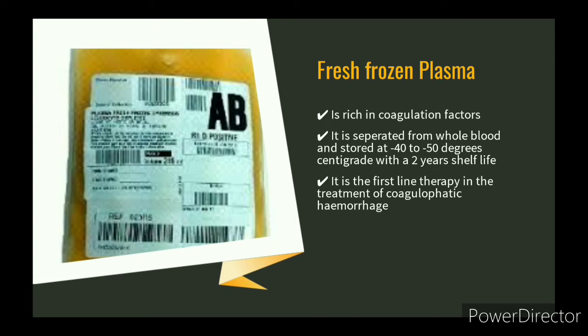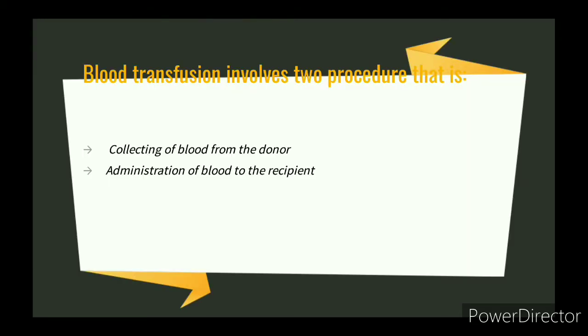Next, and then also the fresh frozen plasma. The fresh frozen plasma is rich in coagulation factor, and also it is separated from the whole blood and stored at -40 to -50 degrees concentrate with a 2 years shelf life. It is the first line of therapy in the treatment of coagulopathic hemorrhage.